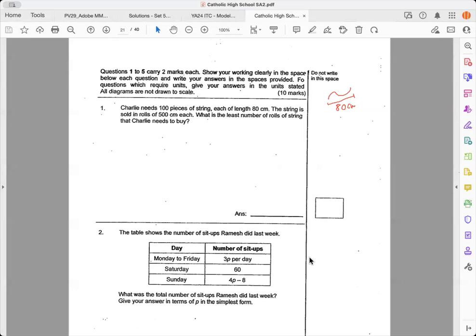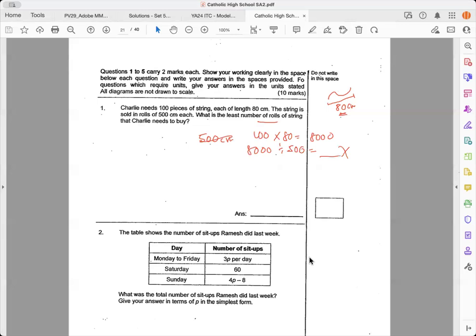What is the least number of rolls? So in reality, you will cut the 80 centimeter strings from one roll first, and then what is left over, you have to discard. So if your method is 100 pieces multiplied by 80 cm, you get 8,000. Then you divide by 500 cm per roll, and you get this answer. That answer will be wrong.